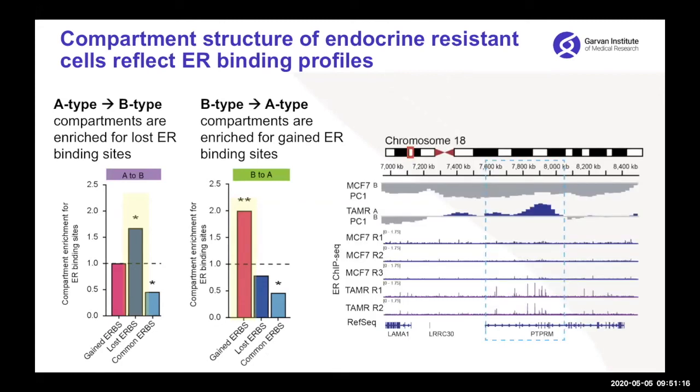And again, just to show you a representative example of that, here is a region in MCF7 cells that's inactive and compartment B. That region becomes active A compartment in TAMR cells. And on the ER-ChIP track, you can see a huge increase in ER binding at that gene locus.